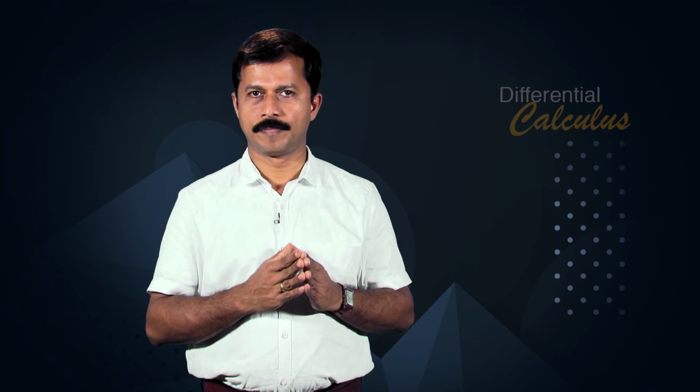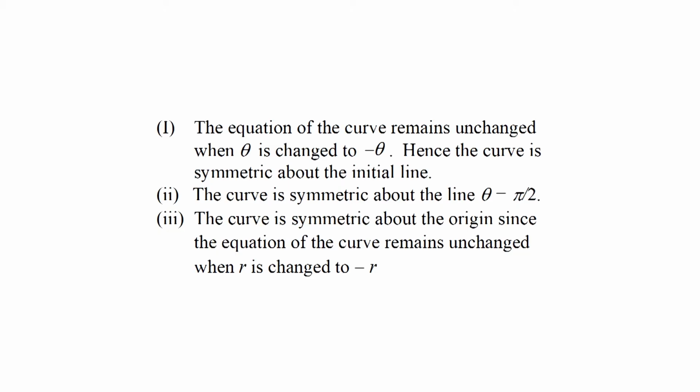Now, let us trace the same polar curve. The equation of the curve remains unchanged when theta is changed to negative theta. Hence, the curve is symmetric about the initial line. The curve is symmetric about the line theta = pi/2. The curve is symmetric about the origin since the equation of the curve remains unchanged when r is changed to negative r.